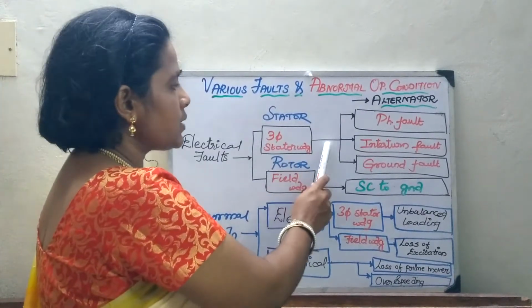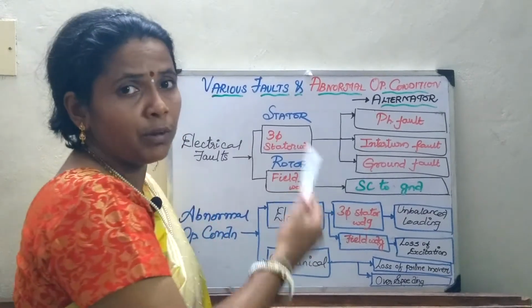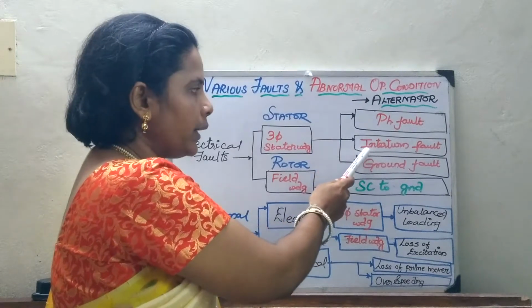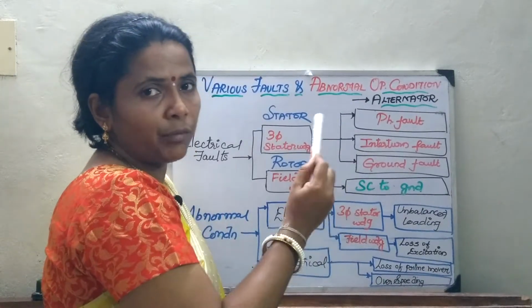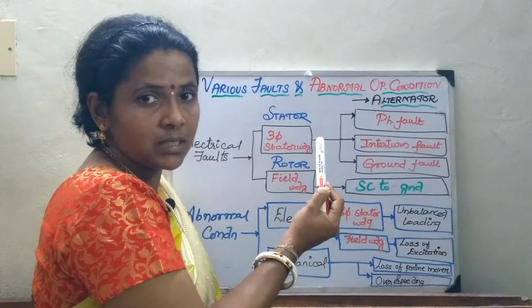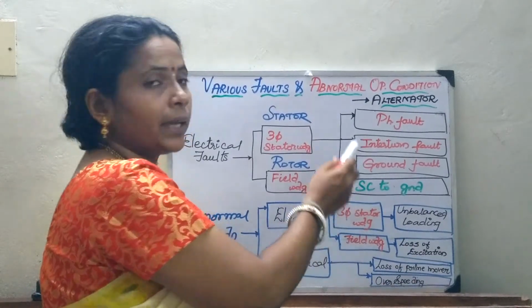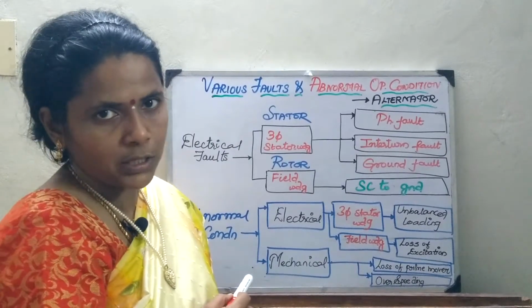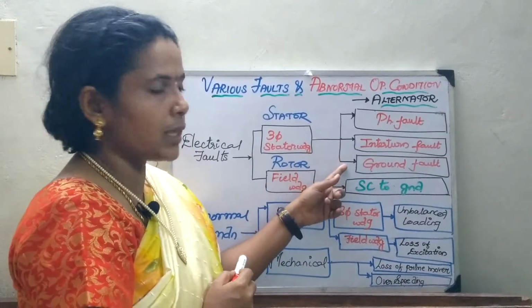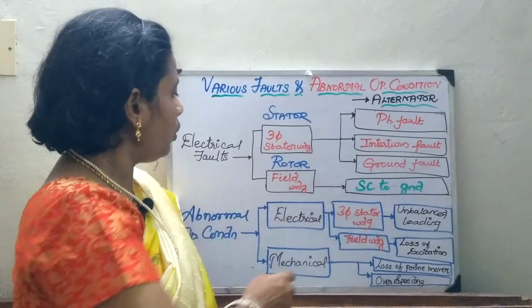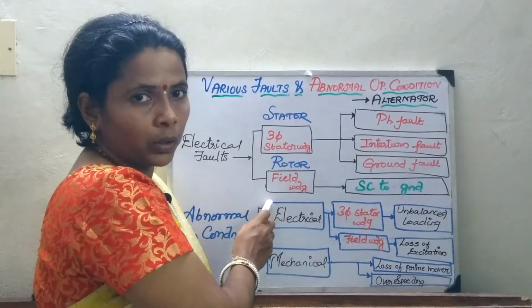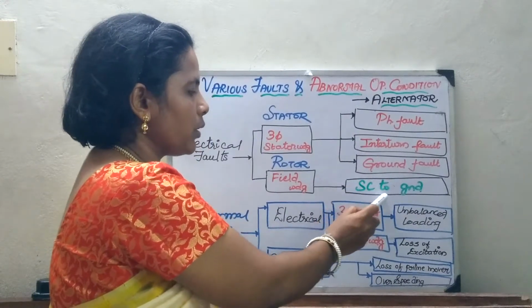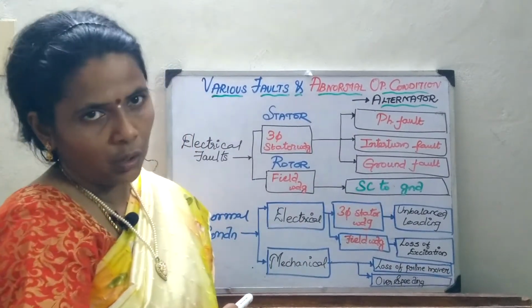Now, in this three-phase stator, what are the possible faults that can occur? You can have a phase-to-phase fault, or an interturn fault, that is, between the windings a fault can occur, or between the two phases, or it can be a ground fault, a line-to-ground or earth fault. So, these are the three possibilities in the stator. Now, for the rotor, I will have to check whether it is short circuited to ground or not.